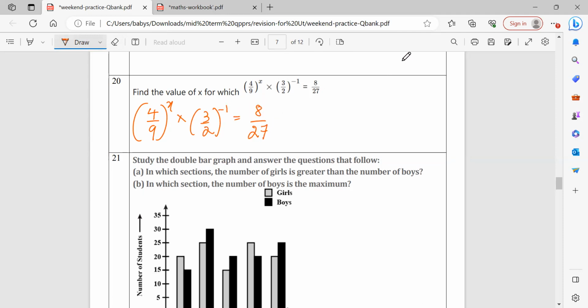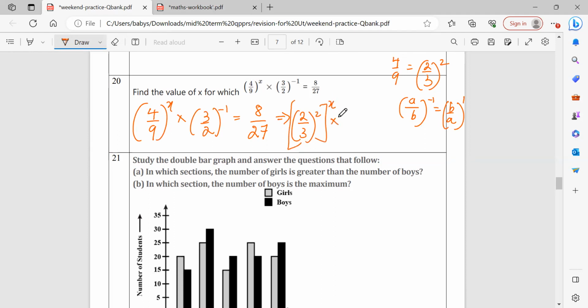We very well know that 4 by 9 can be written as (2/3) the whole square, isn't it? And (3/2) to the power of minus 1: a by b to the power of minus 1 is b by a to the power of plus 1. So this will be (2/3) to the power of 2, to the power of x, into (3/2) to the power of minus 1, which will be (2/3) to the power of plus 1.